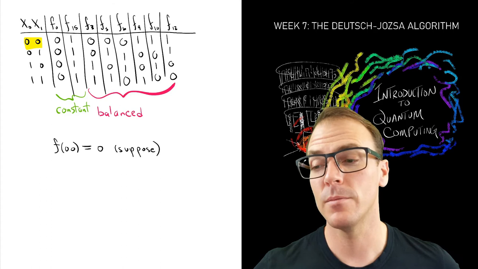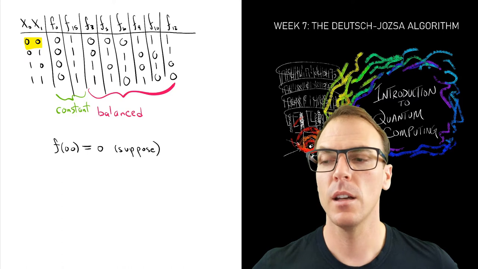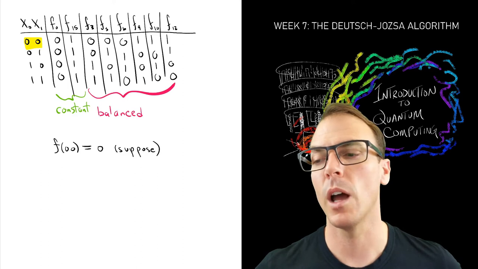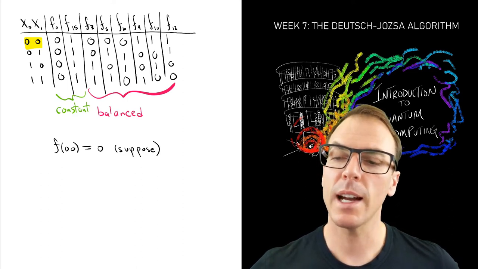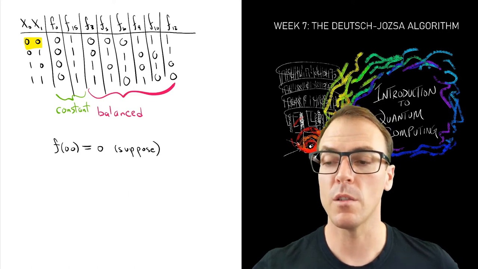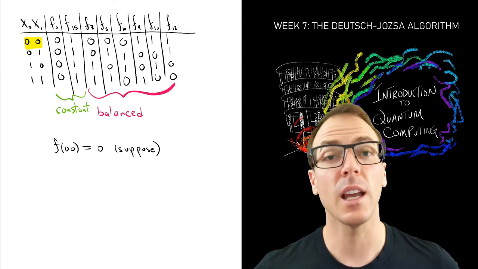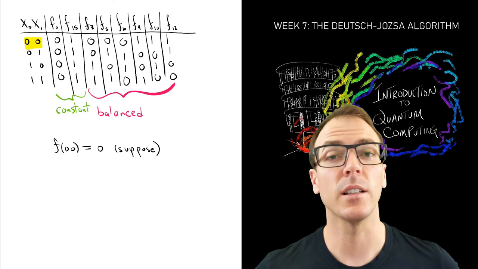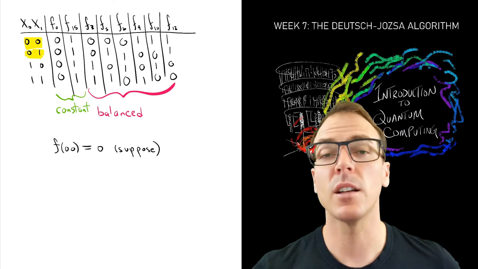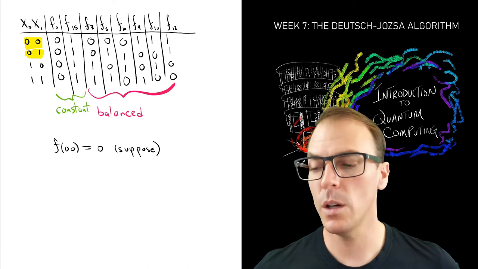Now, you might say, well, maybe there's a correct input to check. Given that I know that F00 is 0, maybe I should check F11 or F10. But in fact, you can look at the possibilities. So if we count the numbers of zeros and ones in each row, we find that they're the same, and 0 is equally likely to 1 at the output no matter what the input is. So again, without loss of generality, it doesn't really matter which input we check. So let's check 0,1.